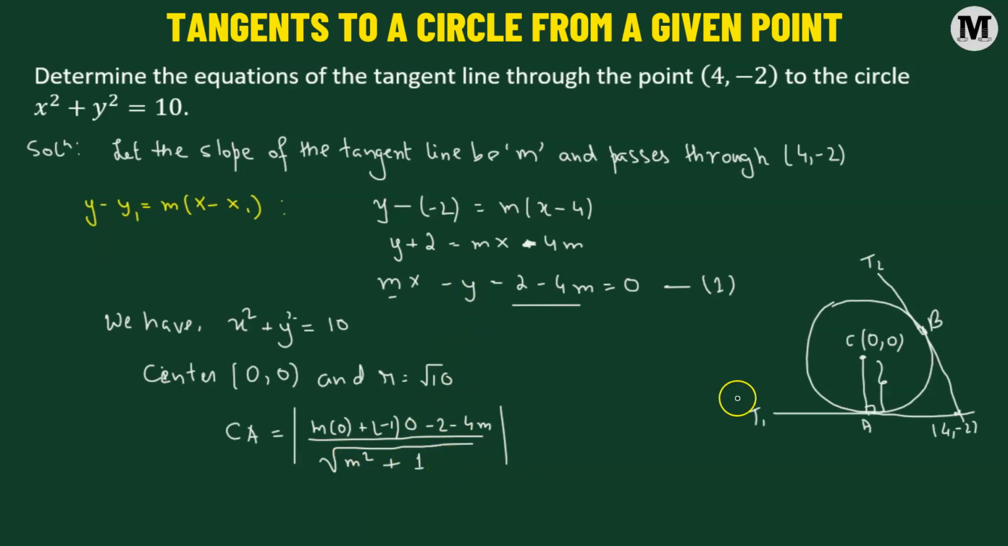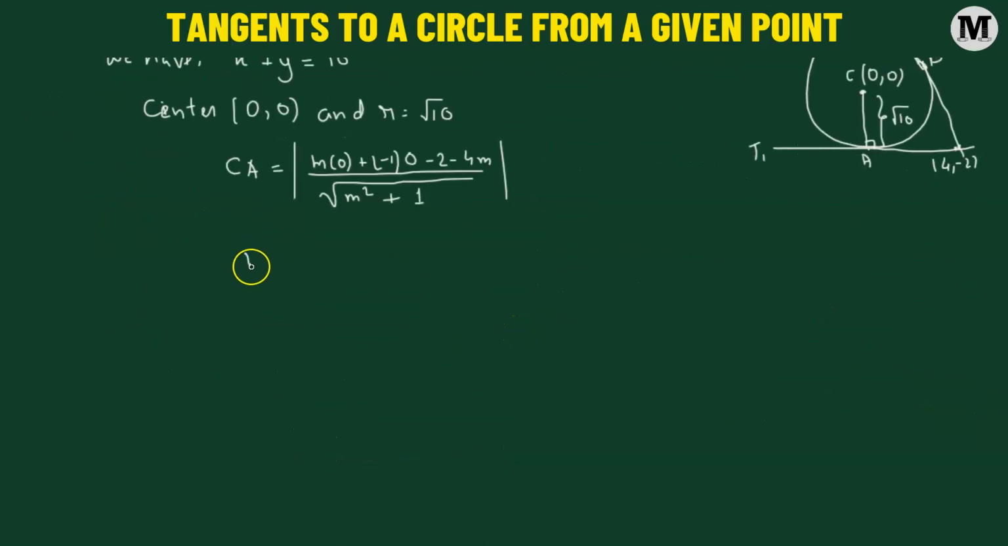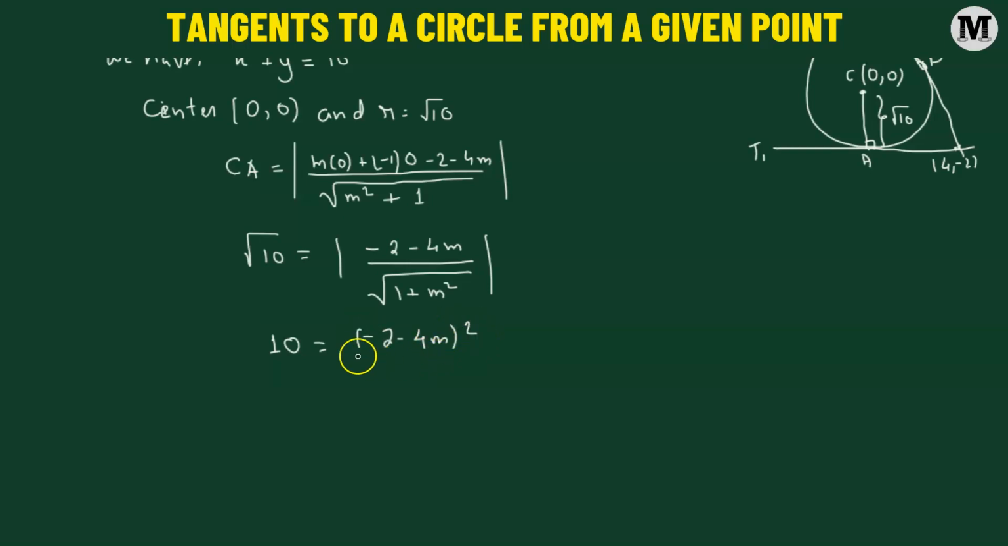Now CA is nothing but the radius of the circle. We have already defined that the radius is √10. So we get √10 = |-2 - 4m| divided by √(1 + m²). Let's square both sides. We get 10 = (-2 - 4m)² divided by (1 + m²). Now let's cross multiply to get 10 + 10m², and then we expand (-2 - 4m)² to get 4 + 16m + 16m².